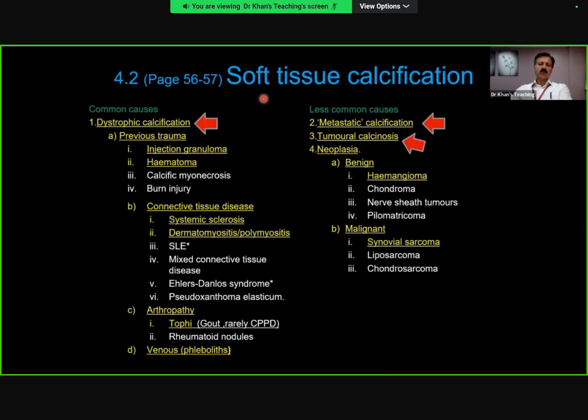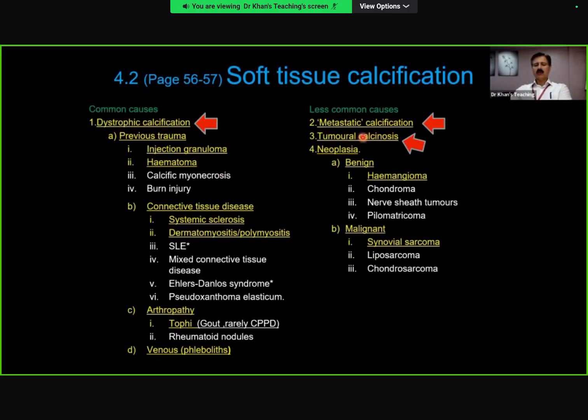Now look at this from your book. Now I'm going into soft tissue calcification and one or two things there, and then we'll close the chapter. Soft tissue calcification. Look at these three words. It should be in your mind. What is this? Dystrophic calcification, metastatic calcification, and there is a specific entity which we call tumoral calcinosis.